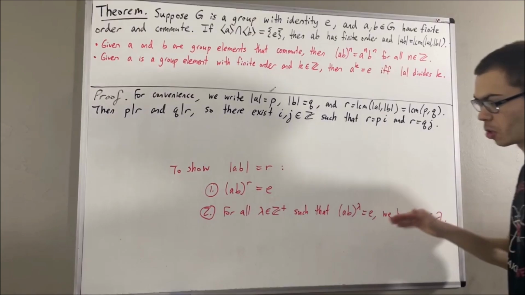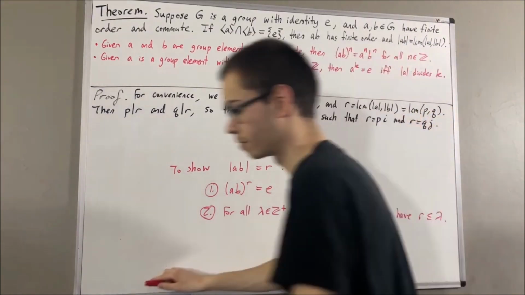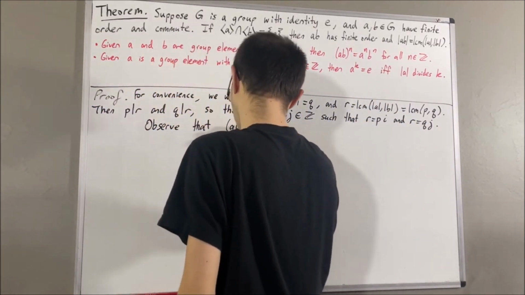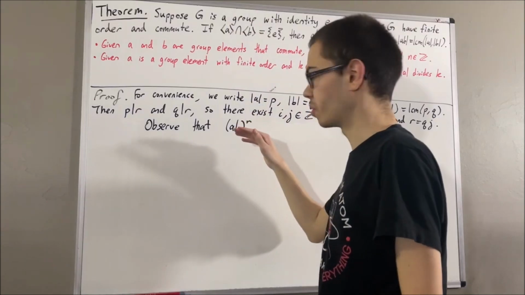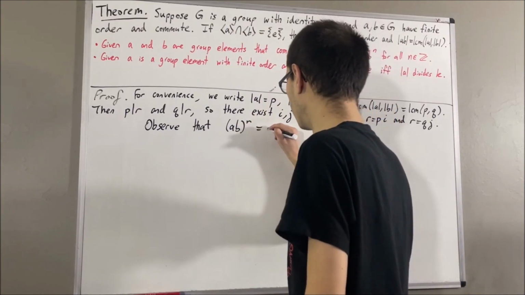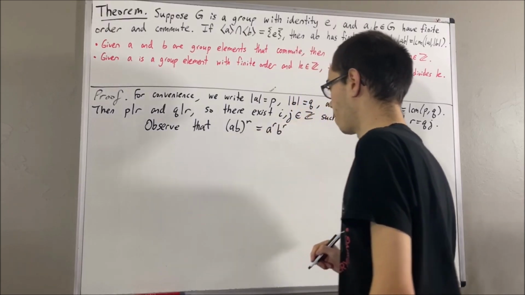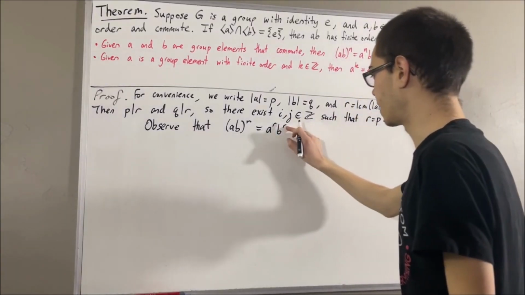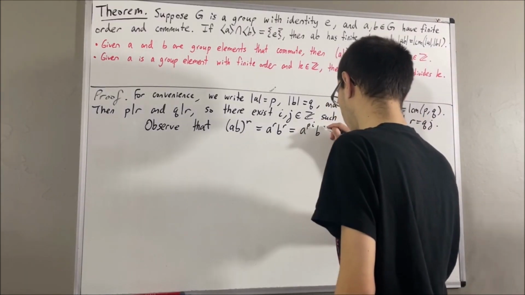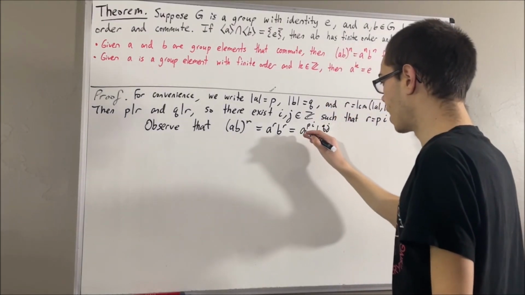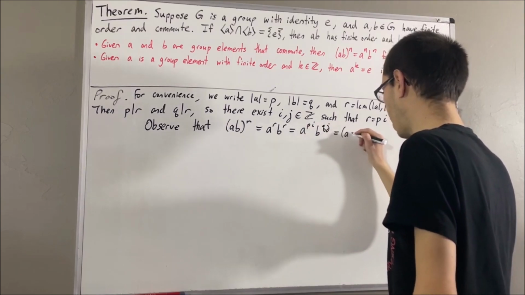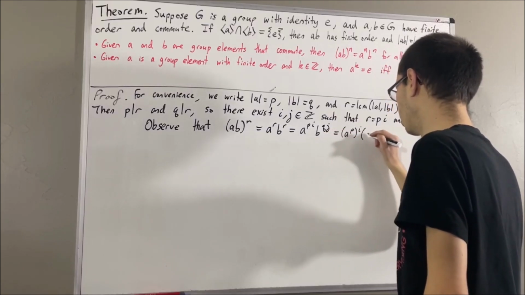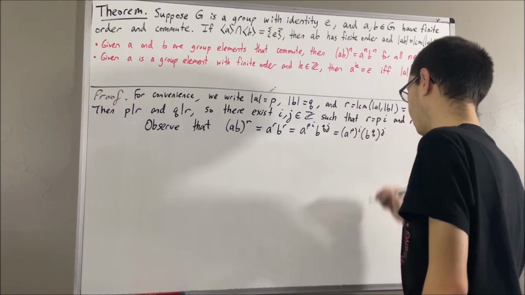Okay, so let's first show that (AB)^R is equal to the identity. Now first, since A and B commute, we know that (AB)^R is equal to A^R times B^R. But then we're going to replace the first R with PI, and we're going to replace the second R with QJ. And then by properties of exponents, A^(PI) is equal to (A^P)^I, and B^(QJ) is equal to (B^Q)^J.